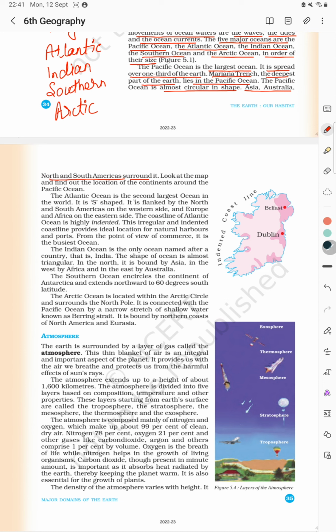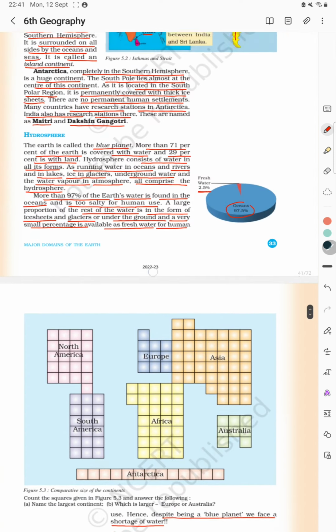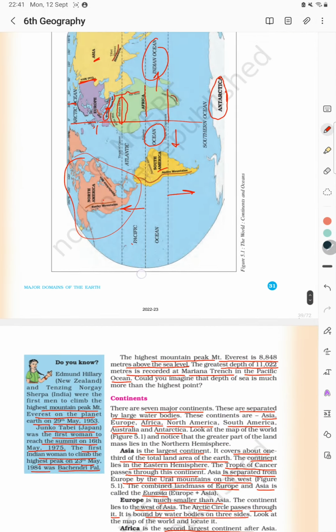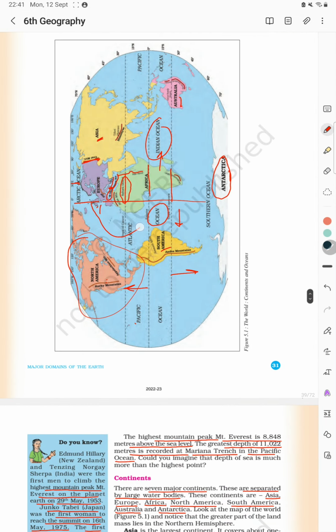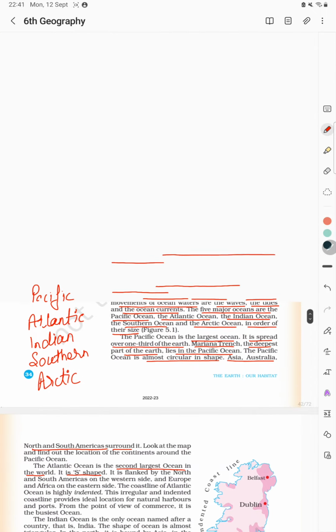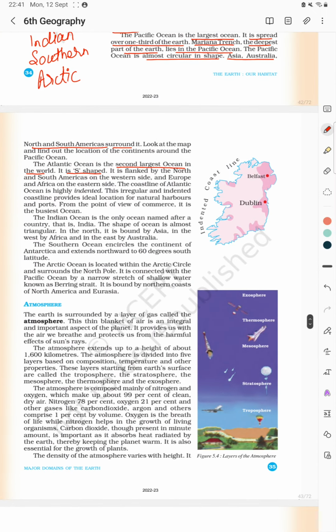Then the Atlantic Ocean is the second largest ocean in the world. It is S-shaped. How is it S-shaped? Let me show you on the map. See, this is S-shaped. So the Atlantic Ocean is S-shaped.